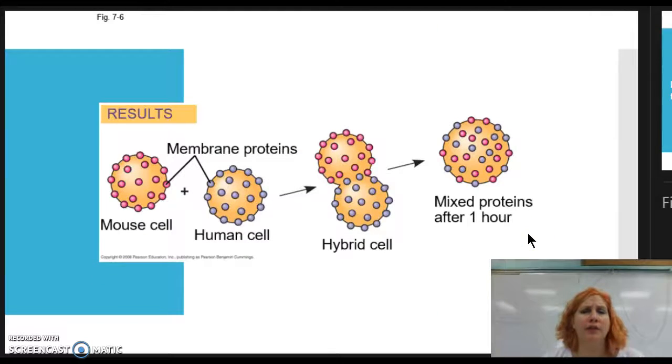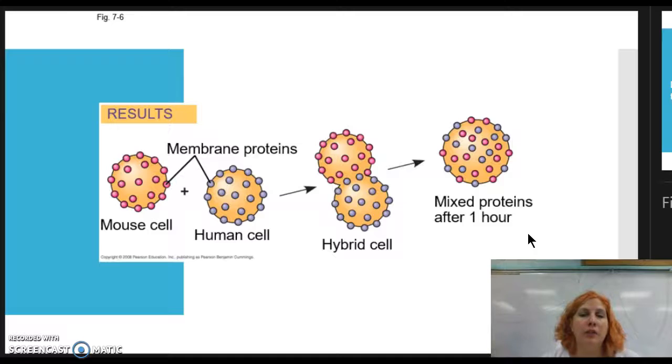How do we know that it's a fluid, and how do we know that the proteins are embedded in it but able to float around? Well, there's a really interesting study that was carried out by scientists in which they took a mouse cell and a human cell. Mouse cells and human cells, as you can imagine, are slightly different, and they have different membrane proteins on the surface. On the surface of the mouse cell there are mouse membrane proteins, and on the surface of the human cell there are human membrane proteins.